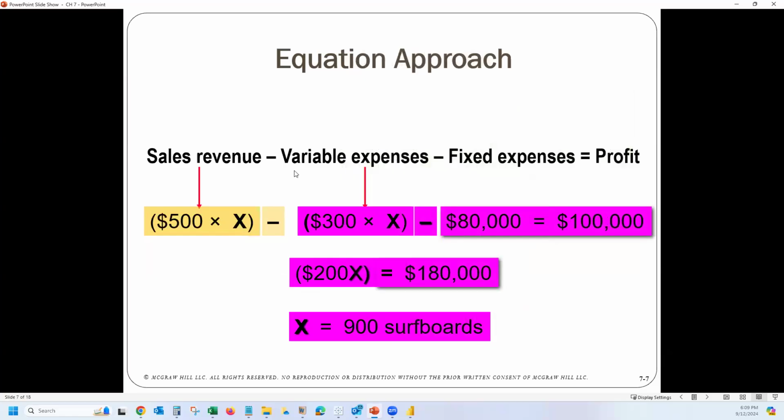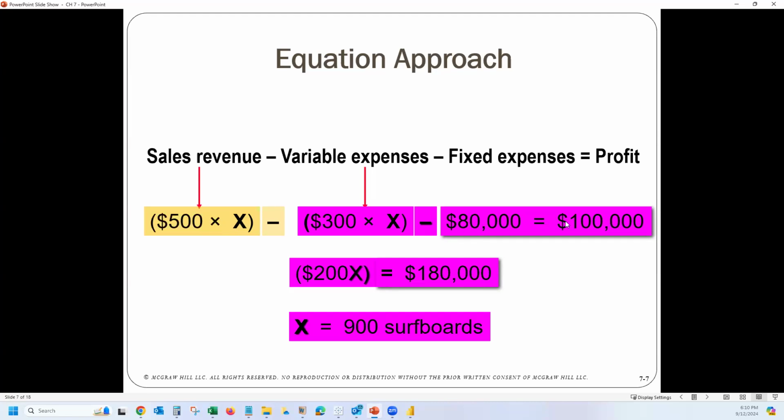Now, here is an equation that could be applied to the calculation of break-even point in units. In this example here, we know that our selling price was $500. And right here, we don't know what our S is at this stage. And then right here, we know what the variable cost is. Again, we don't know what the S is. And then we know what the fixed cost is. And we expect to make a profit of $100,000.